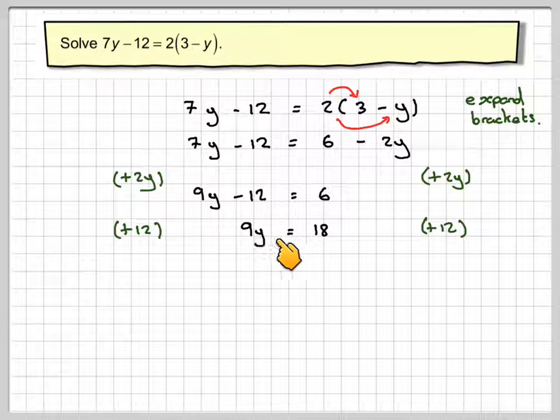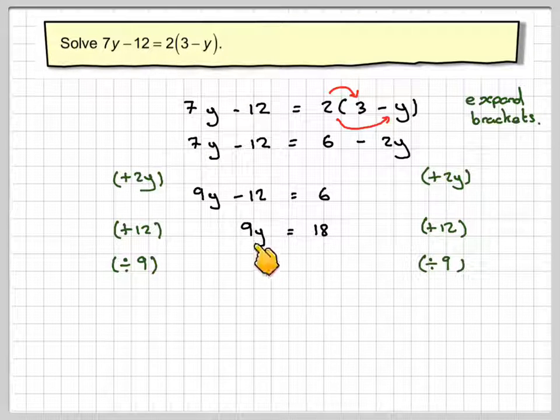And then the final step will be to divide both sides by 9. So dividing both sides of the equation by 9, we're going to get y on this side. 9y divided by 9 is y. 18 divided by 9 is 2. So we get an answer of y is equal to 2.